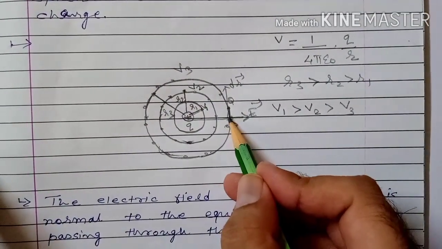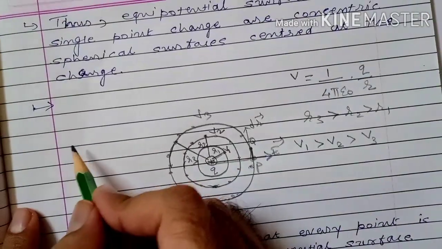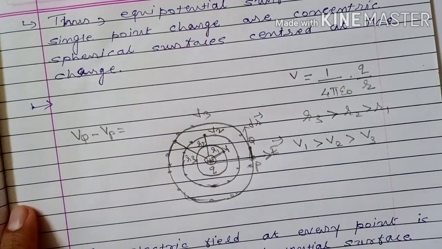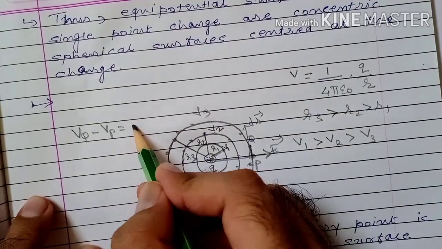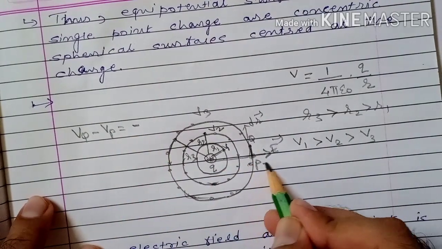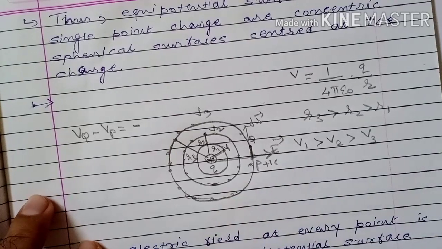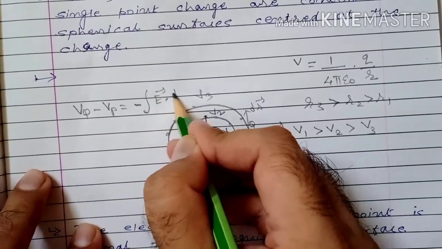If you want to find the potential difference, it can be written as VQ minus VP is equal to, what is the formula of VQ minus VP? Suppose we are moving a unit positive charge, plus 1 coulomb, from point P to Q, then that is minus E vector dot dr vector.